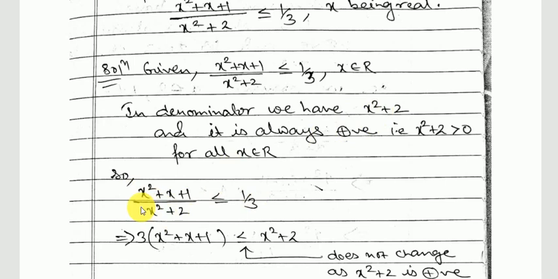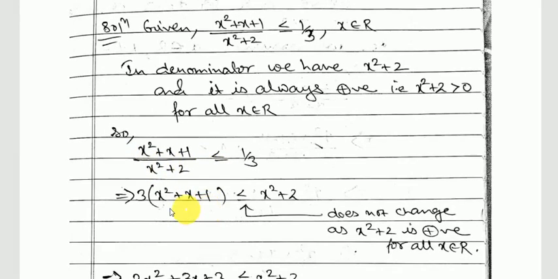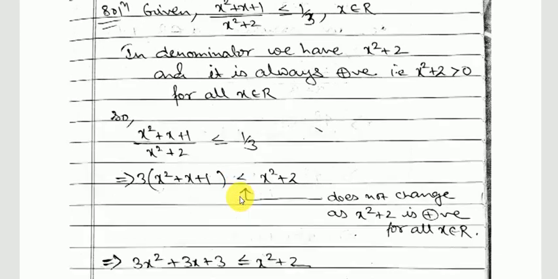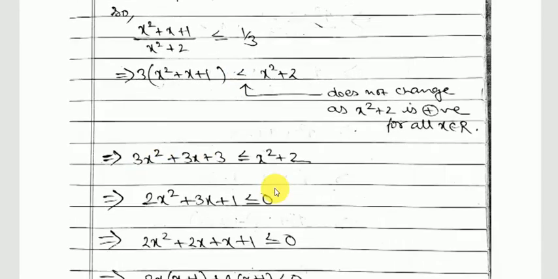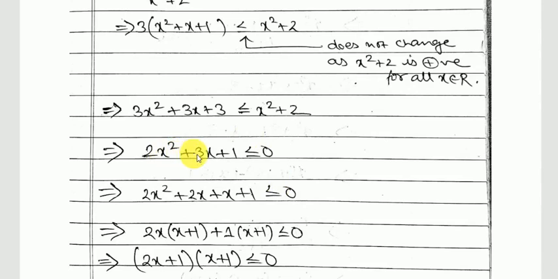Now we'll multiply both the sides by x square plus 2, because we want to remove it from the denominator. In that way we get this. The sign does not change because we are multiplying by a positive. We know that x square plus 2 is always positive, so the direction of the sign does not change. Now simplify this, then you get 2x square plus 3x plus 1 less than equal to 0.